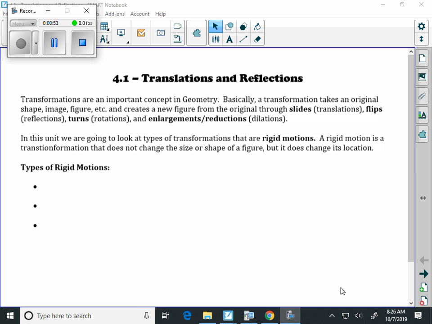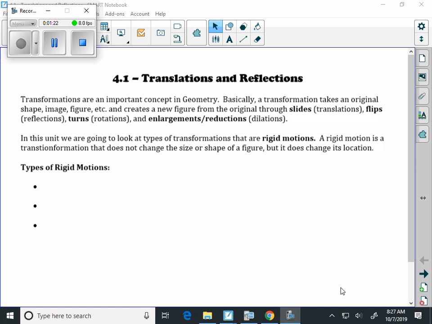We can flip this, which is called a reflection. We can turn a figure, which is a rotation. And then we can enlarge it or reduce it, which is called a dilation. You usually think of dilations like when you go to the eye doctor and you get your eyes dilated, your pupils get really big. But for dilation, not only can they get bigger, but they can also get smaller.